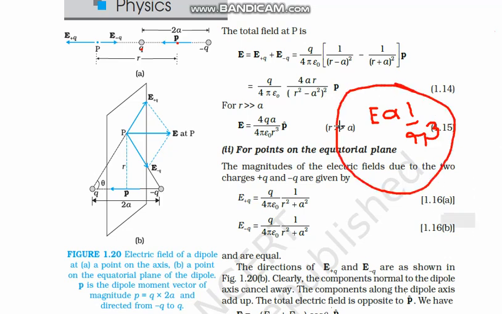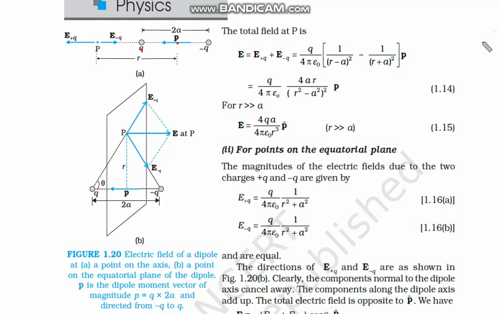Now let us go to the second case, where this point is on the equatorial plane. What is the equatorial plane? A plane which passes through the midpoint of this dipole. So we have to see, again the direction remains the same from negative to positive, and the distance is 2a. Now we have to see what is the magnitude of the electric field at this point P, due to charges positive q and negative q.